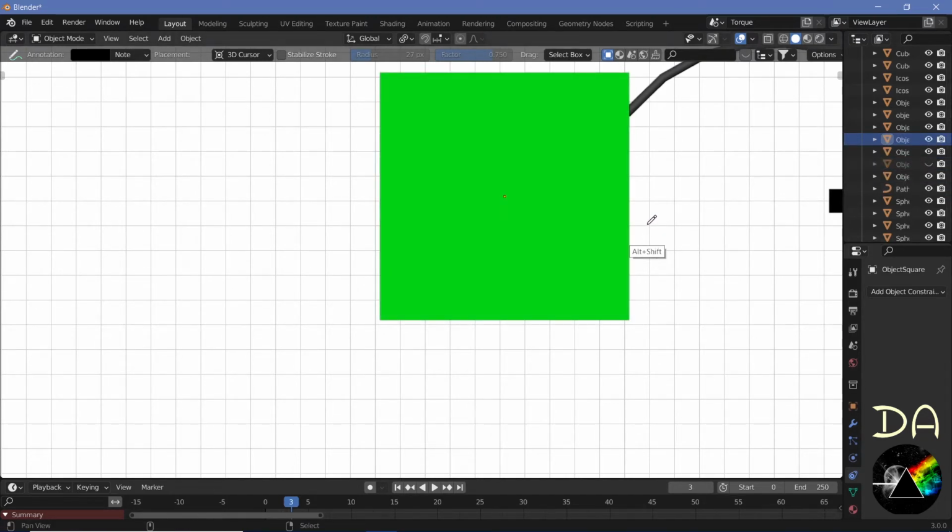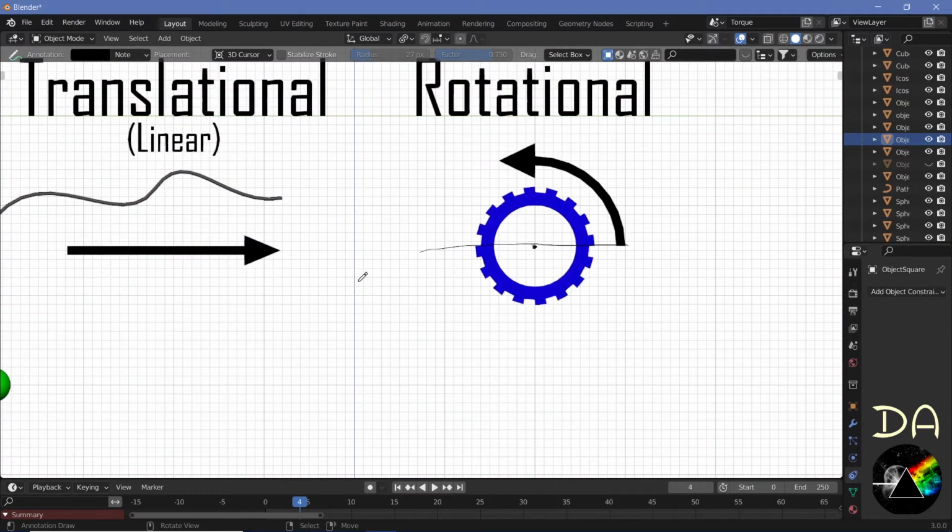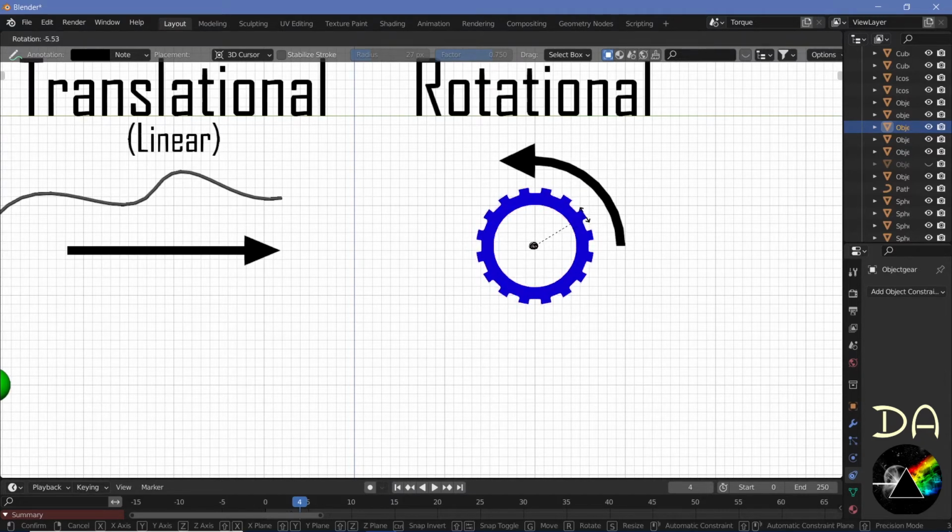But now let's take a look at rotational motion. Rotational motion occurs when there's a pivot point. In this case, we have the pivot point right here, and the object would rotate like this about the pivot point. Why exactly that happens, we will look in a little bit of time.